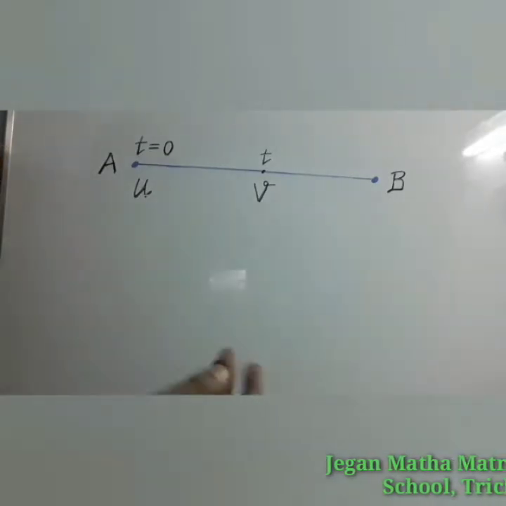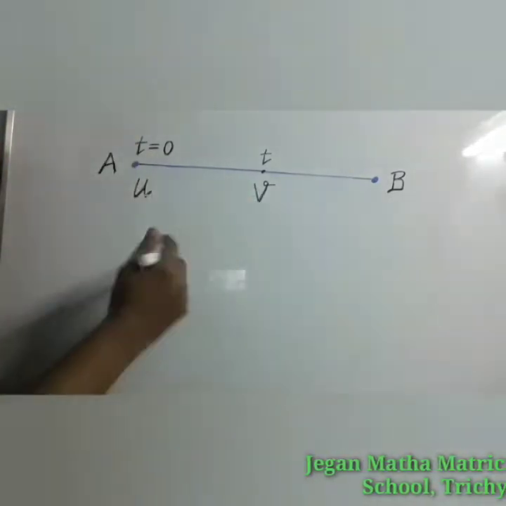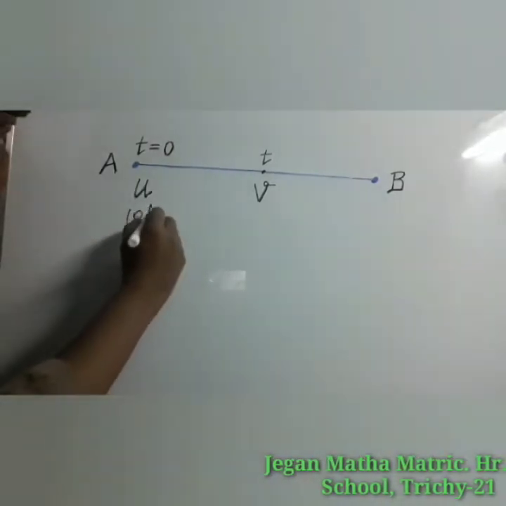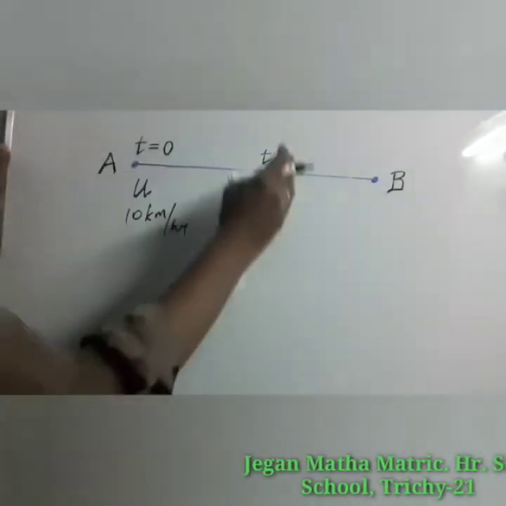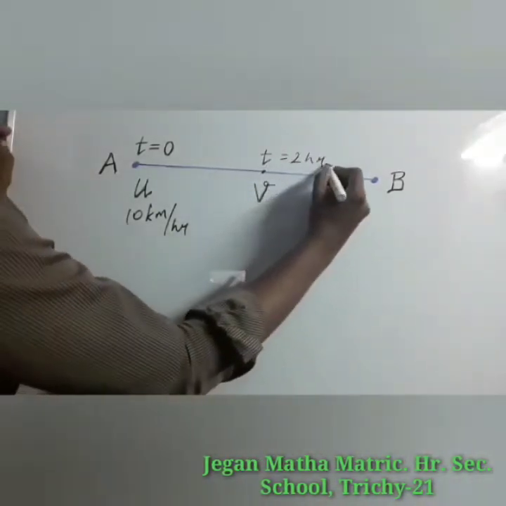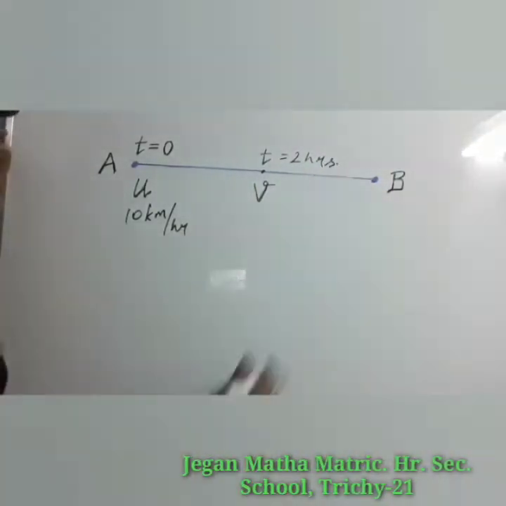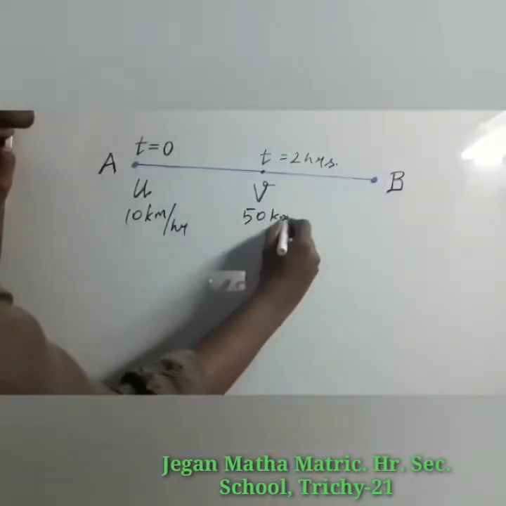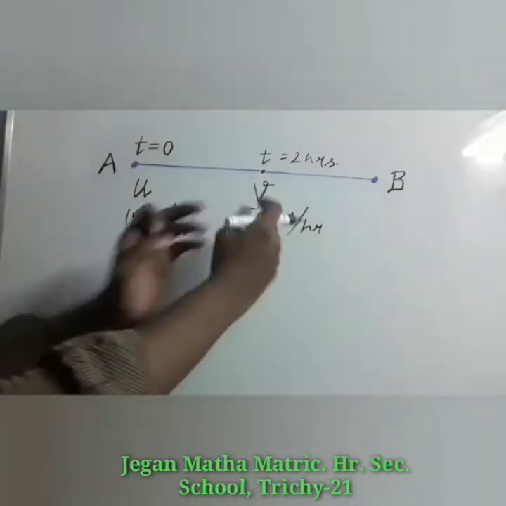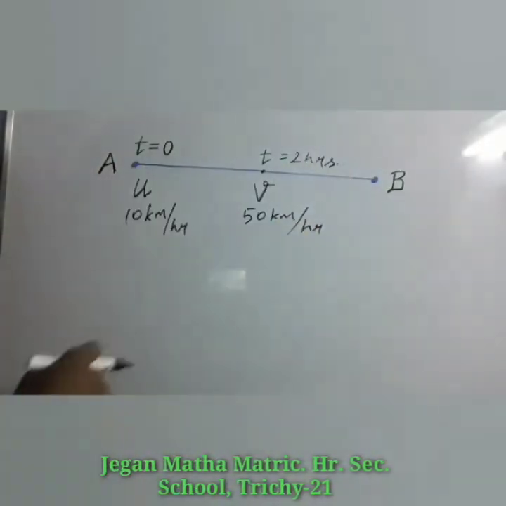For your easy understanding, let us give numerical values to these quantities. At time equal to 0, the initial velocity of your bike is 10 km per hour. After a certain time, for example 2 hours, you are riding your bike with the velocity 50 km per hour. Here your velocity is increased in the given time. So that is known as acceleration.